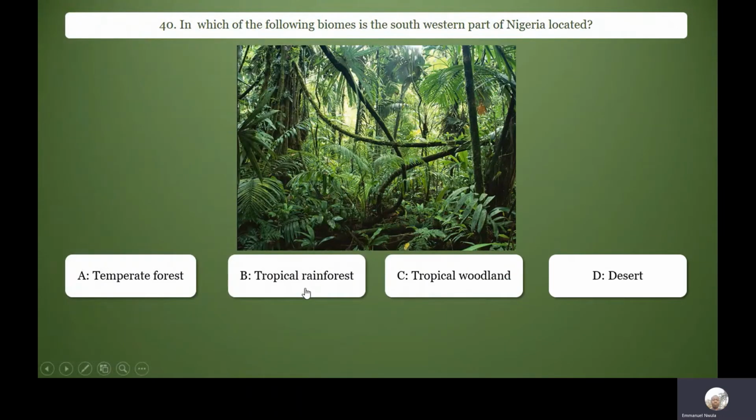In which of the following biomes is the southwestern part of Nigeria? The southwestern part is in the tropical rainforest, dominated by trees. The tropical rainforest is dominated by trees.